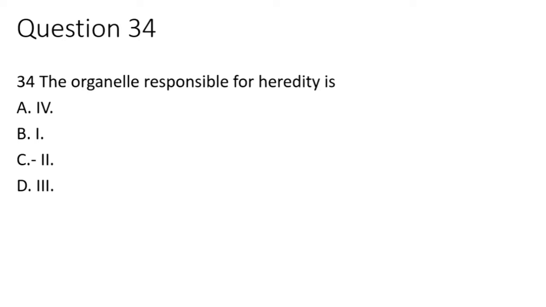number 1 is pointing at the cell membrane. It is not responsible for heredity. Number 2 is the nucleus. Number 3 is pointing at the chromosomes. And then 4 is the nucleolus. So it is the chromosomes that are responsible for the transfer of characters from parents to their offspring. So the correct option there will be option 3, which is D.